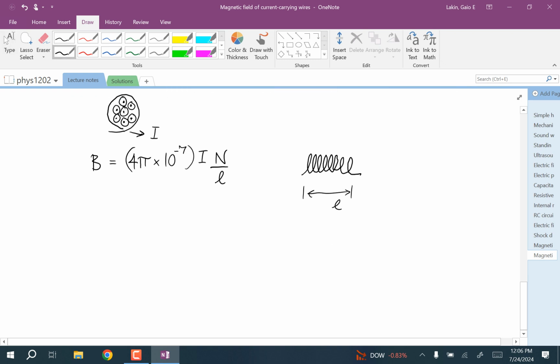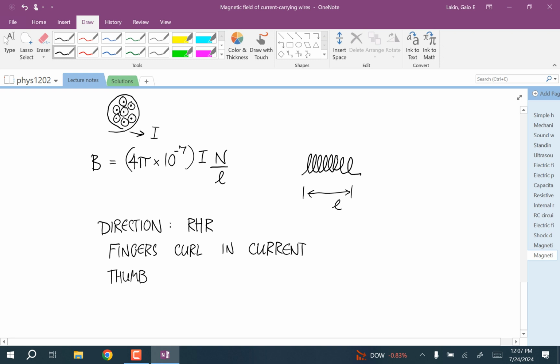And for the direction, again, it's based on the right-hand rule. Make your fingers curl in the direction of the current through those coils. Then your thumb points in the direction of the magnetic field vector.